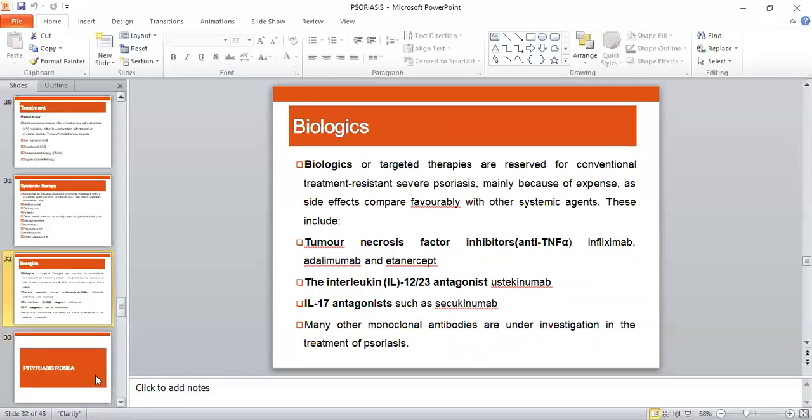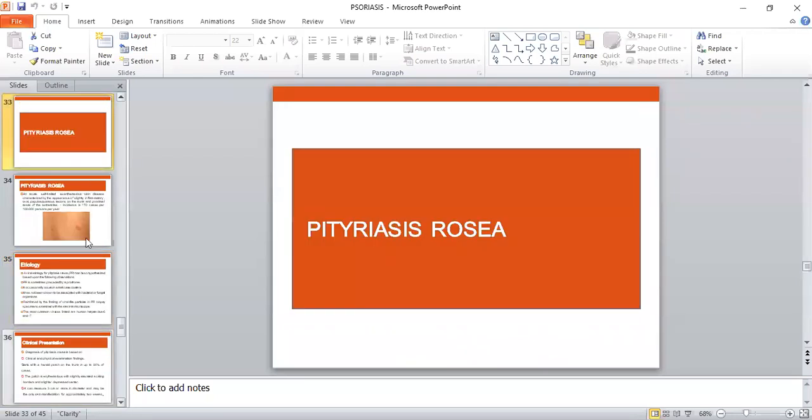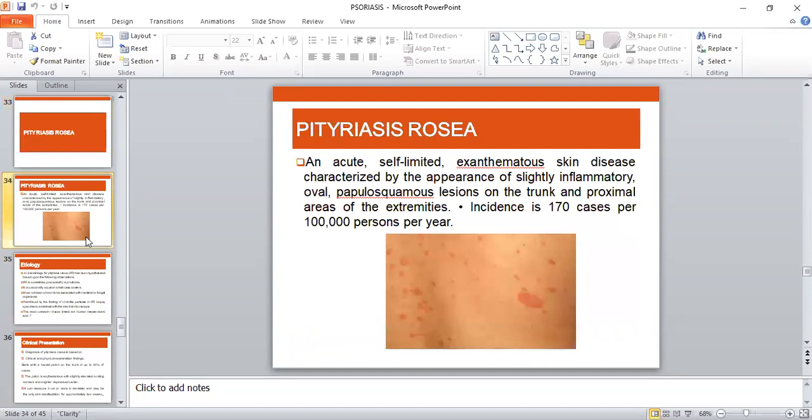We come to pityriasis rosea because I'm short of time, but I just have to show you this. Pityriasis rosea is an acute self-limited eczematous skin disease characterized by the appearance of slightly inflammatory oval papulosquamous lesions on the trunk or the proximal areas of the extremities. Incidence is 1/670 cases per 1 lakh persons per year. You see, this is basically a presentation of pityriasis rosea. There's a herald patch there.